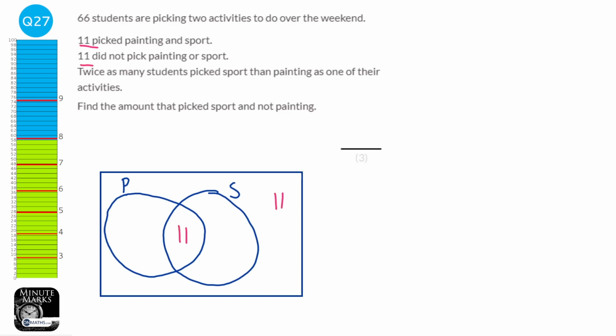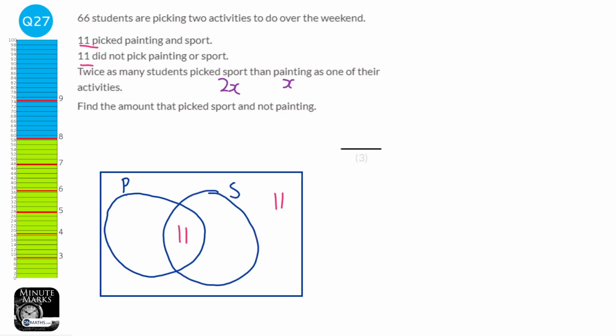Now here's the problem. It says twice as many people picked sport than painting as one of their activities. So it's saying that the total number in, and let's just show it, the total number in the sport circle is twice as big as the total number in the painting circle. Now, what we can do is we can say, okay, so if the painting we label as x, then the sport will be 2x. But if you look, we've already got a number already in the sport, that 11 there.